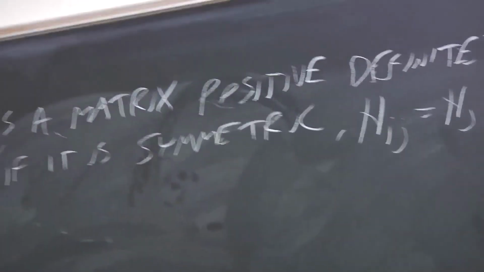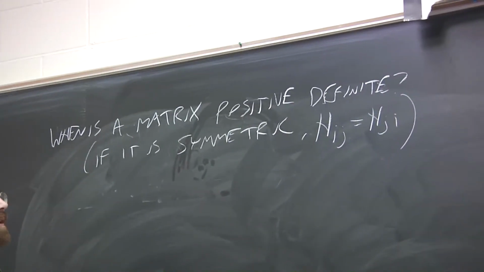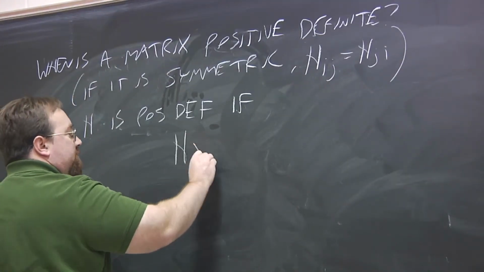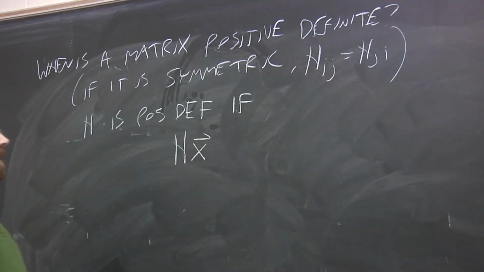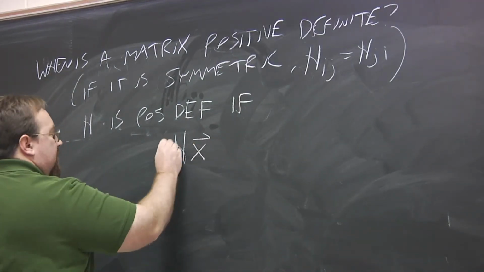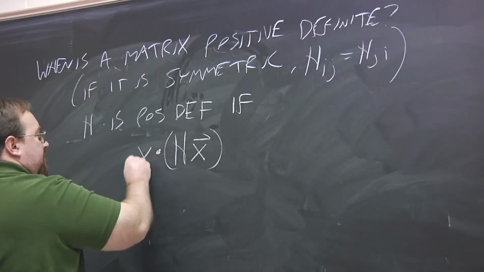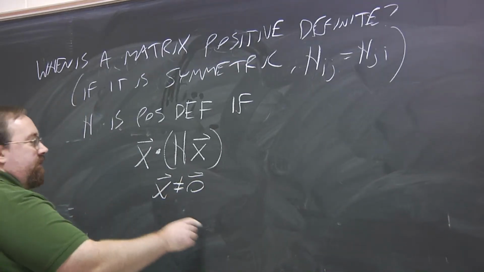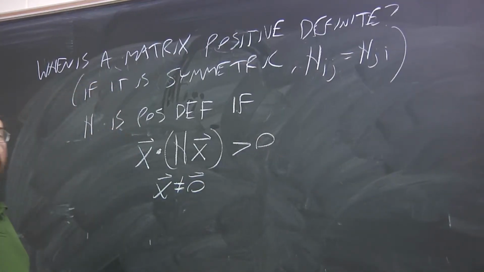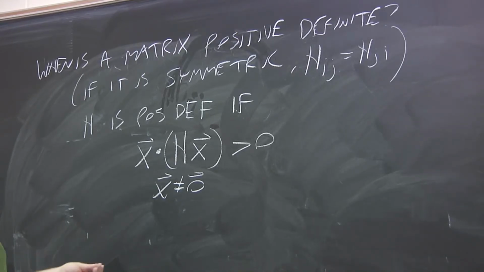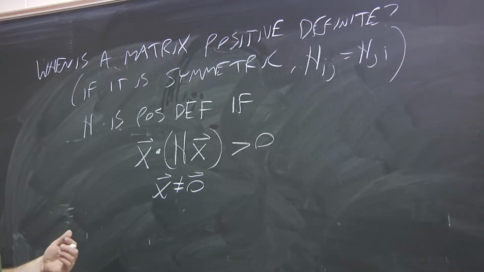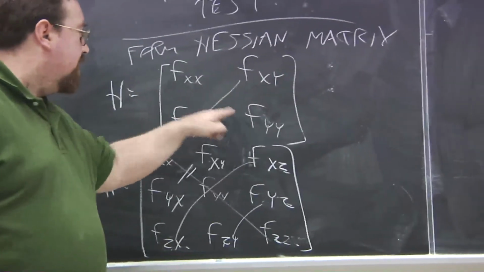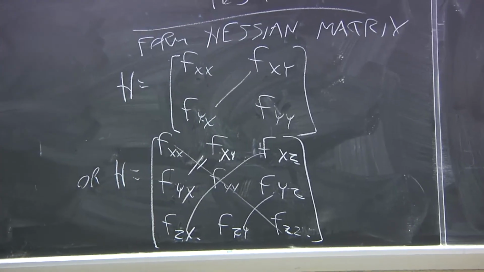So the definition of what it means for a matrix to be positive definite: if you take the matrix H, you multiply it by a vector x, and then you take the dot product of that with the same vector x, and x cannot be the 0 vector, what you get is always a positive number. So that's how it's defined, and then we'll use certain consequences of it to figure out how we can actually check in terms of these individual second derivatives whether it's positive definite.